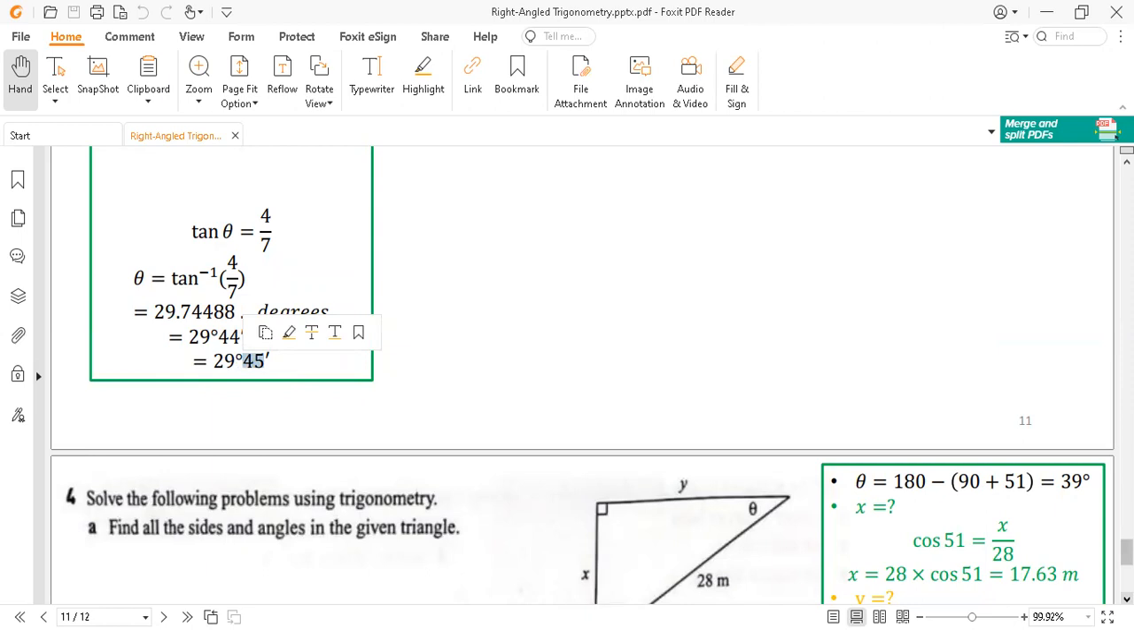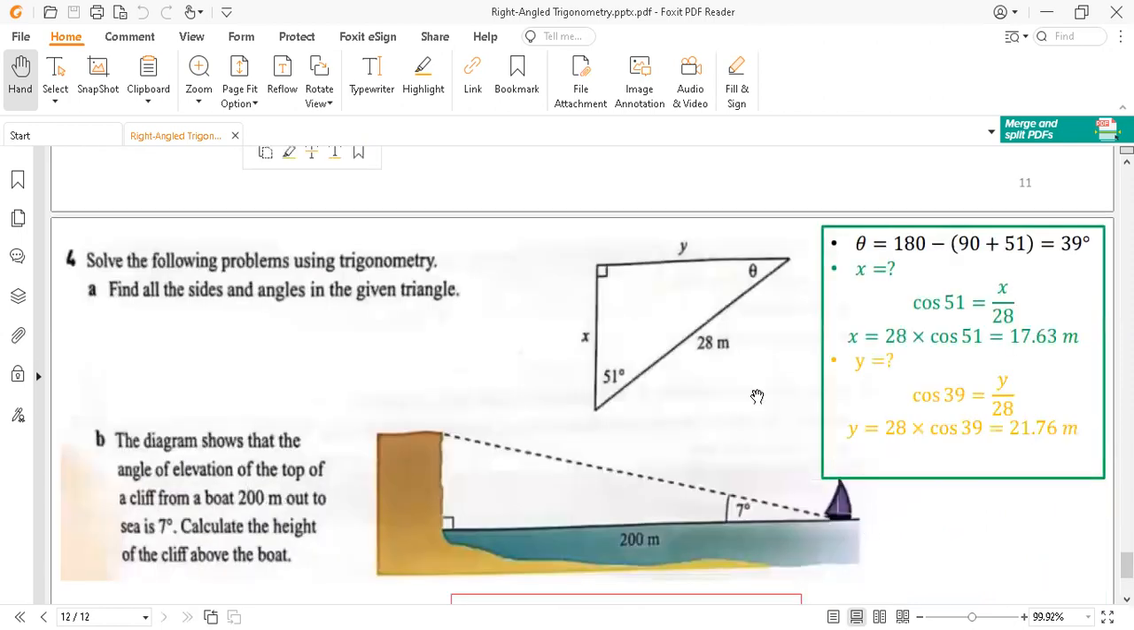And the following problems are also easy. The essential and important idea that I want to stress is, for example, they gave us a right angle triangle, and they ask us to find all the sides and angles in that given triangle. We should know that any triangle consists of 3 sides and 3 angles. Okay, here, for example, we have 90 degrees. This mark represents the 90 degrees.